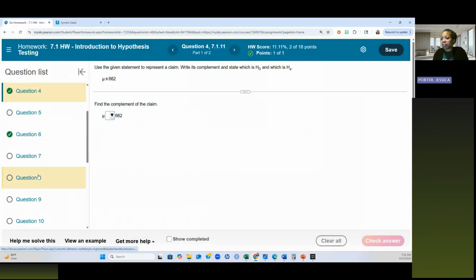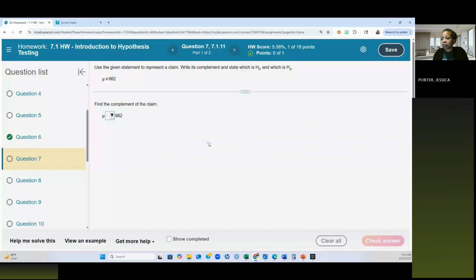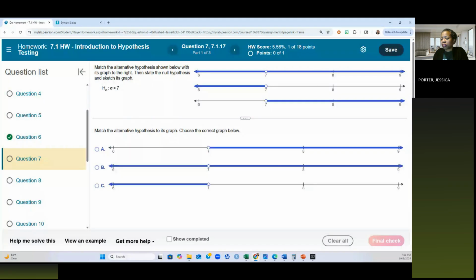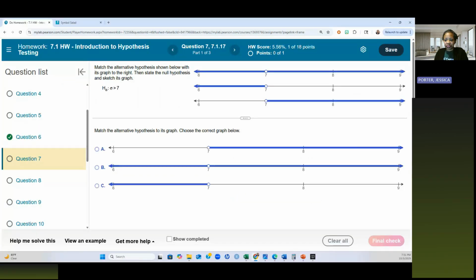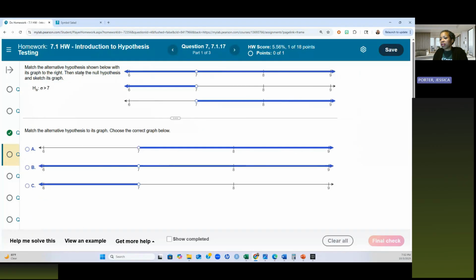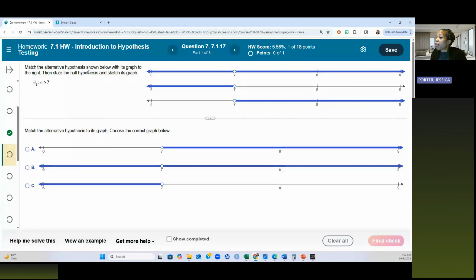Let's look at question 7. So in this question, it says match the alternative hypothesis shown below with its graph to the right. Then state the null and sketch its graph. State the null hypothesis and sketch its graph.